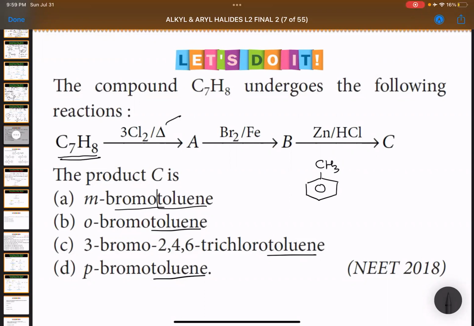Now this is Cl2 with heat or light, so without the Lewis acid catalyst. So this is halogenation. Is it the halogenation of the alkyl side chain, or is it the halogenation of the aromatic ring? That you need to tell and think.